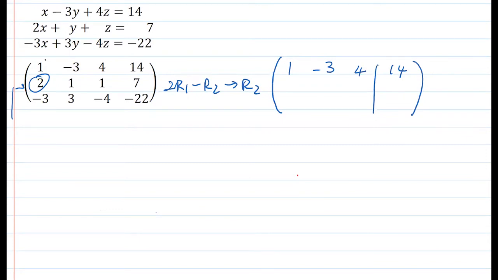Second row, 2 times 1 minus 2 is 0. 2 times negative 3 is negative 6, minus 1 equals negative 7. 2 times 4 is 8, minus 1 equals 7. 2 times 14 is 28, minus 7 equals 21. And the third row is unchanged. Now we need zeros in these two positions.